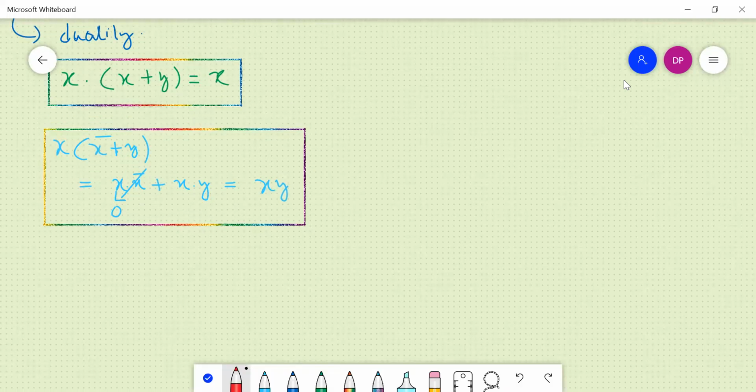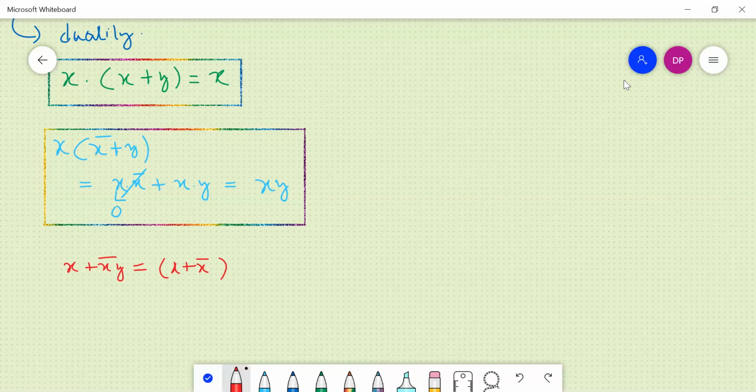Another one, interesting. This is x plus x complement y. So what will you get? Let's find out. We can write it as x OR with x complement. What is x OR with x complement? 1, sir. It is 1.